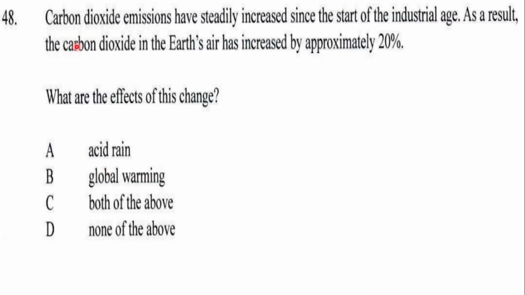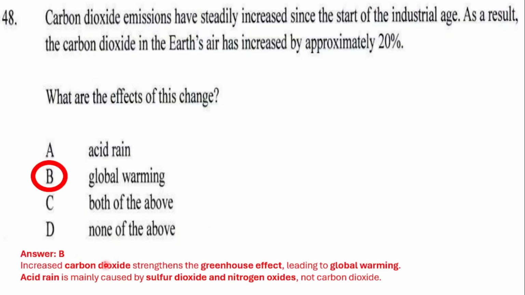Let's move on to question number 48, and it says carbon dioxide emissions have steadily increased since the start of the industrial age. As a result, the carbon dioxide in the Earth's air has increased by approximately 20%. What are the effects of this change? Is it acid rain, global warming, both of the above, or none of the above? But the correct answer is definitely going to be B, global warming, because increased carbon dioxide strengthens the greenhouse effect, leading to global warming. Acid rain is mainly caused by sulfur dioxide and nitrogen oxides, not carbon dioxide. So the correct answer is definitely going to be B, global warming.